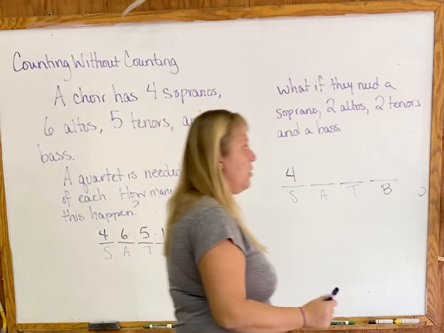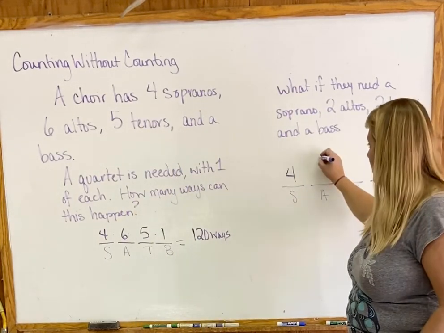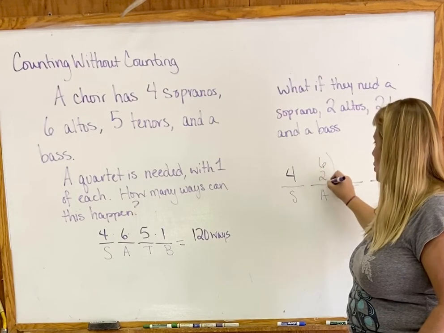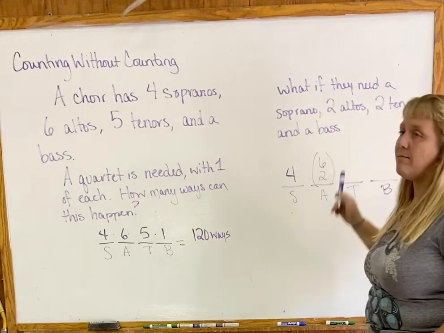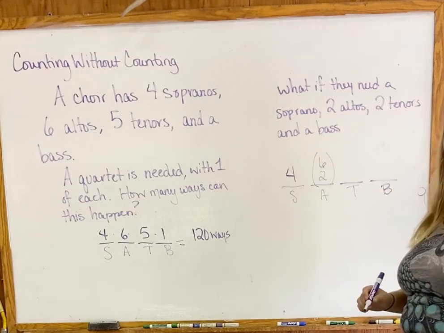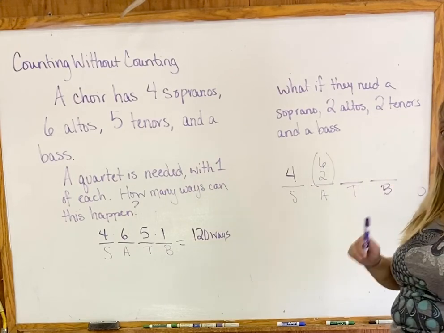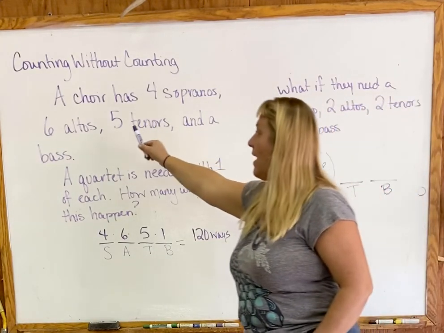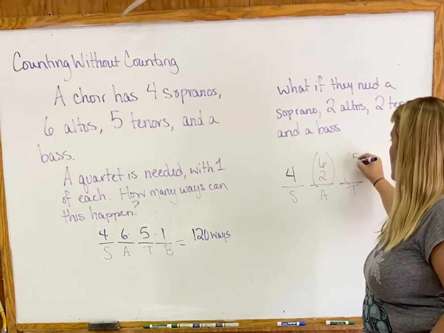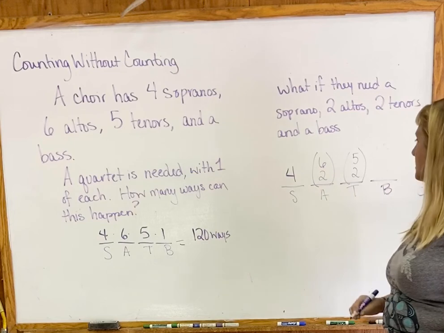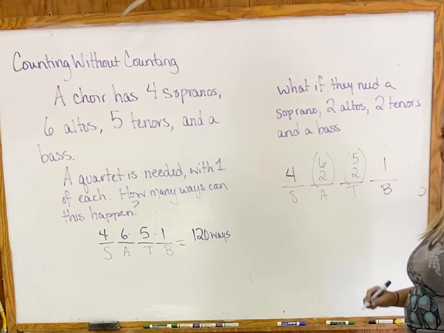Inside this problem, there's a combination. So we've got 6 choose 2. We have 6 altos, and we're going to choose 2 of them to be in the sextet. Then we come over to the tenors, and we need 2 tenors as well. We have 5 tenors in total, and we need to choose 2 of them, so 5 choose 2. And then there's still only that 1 bass at the end.